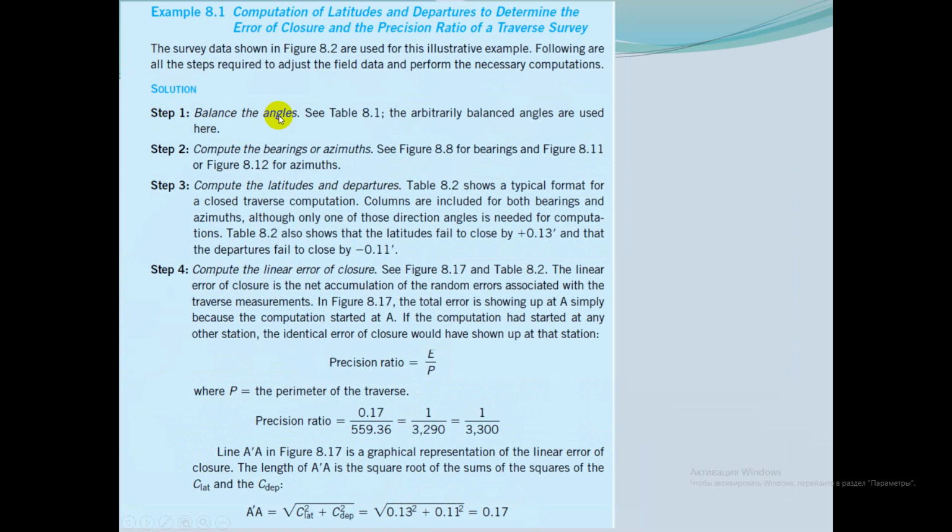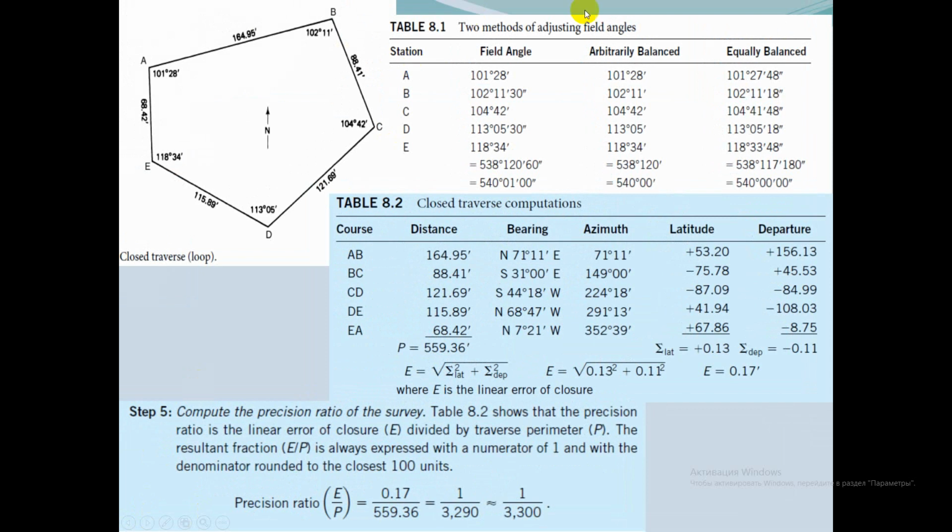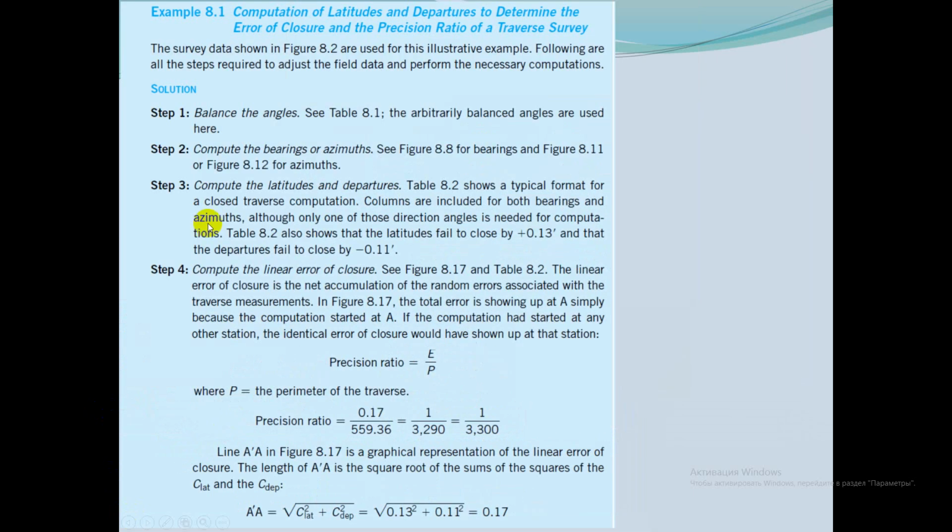Step 1: balance the angles. See the table, where the arbitrarily balanced angles are used here for A, B, C, etc. Then step 2: compute the bearing or azimuth.